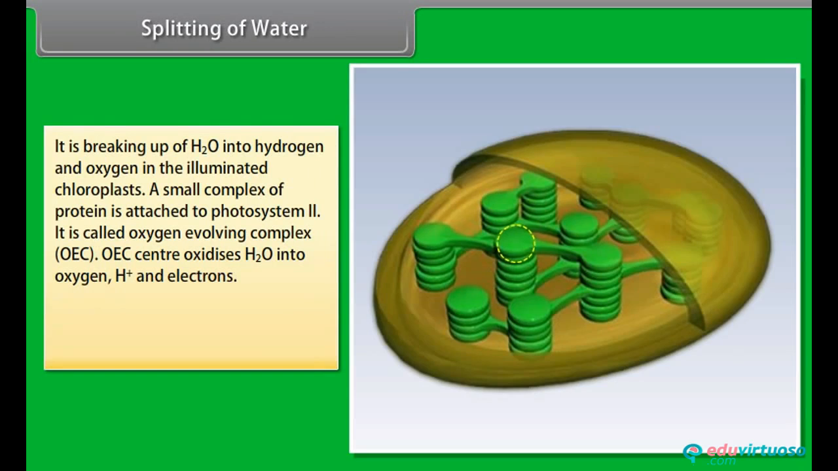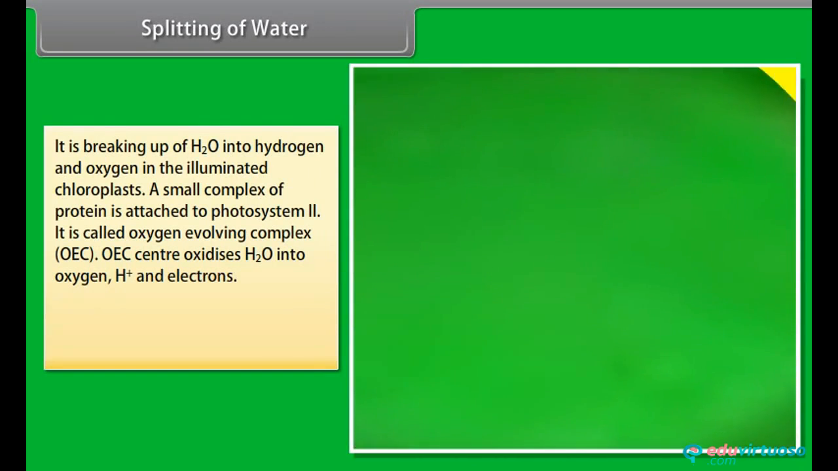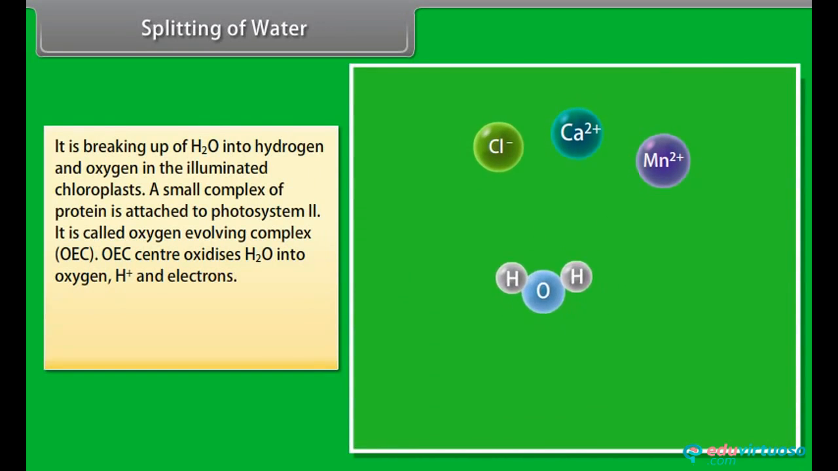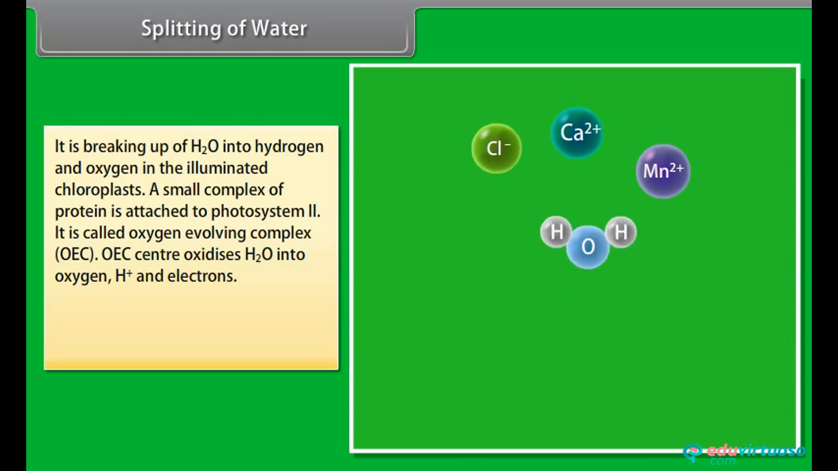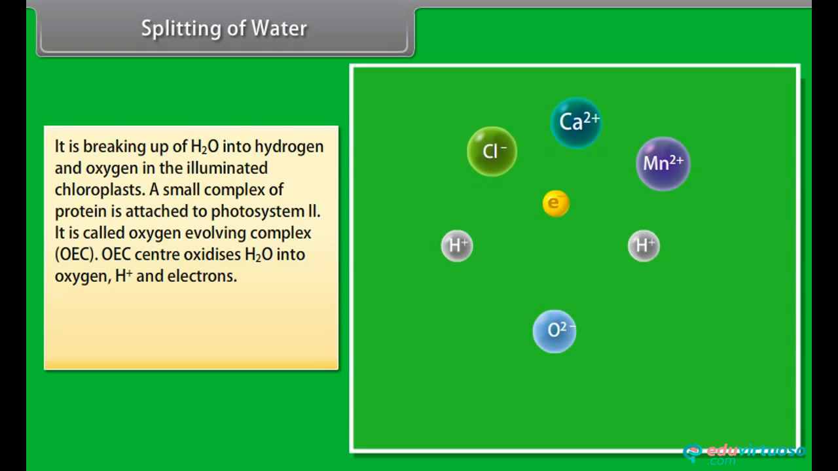Splitting of water. It is the breaking up of H2O into hydrogen and oxygen in the illuminated chloroplast. A small complex of protein is attached to photosystem 2. It is called the oxygen evolving complex. The OEC center oxidizes H2O into oxygen, H+, and electrons. Cl-, Ca2+, and Mn2+ are required during this process.